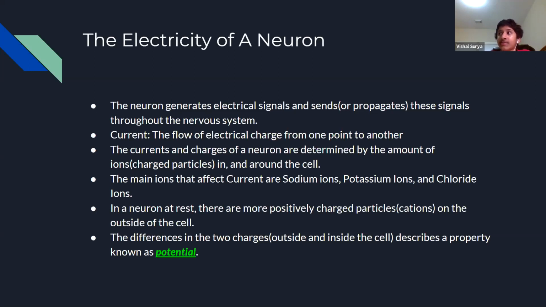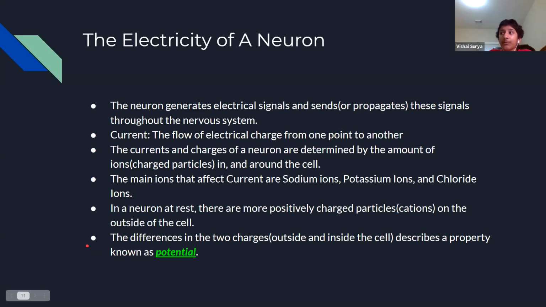The main ions that affect current are sodium ions, potassium ions, and chloride ions. What's really interesting about this is that sodium, potassium, and chloride, or from chlorine, all come from the periodic table, and they can all be used in our regular day-to-day things. For example, sodium and chloride together can make table salt. It shows that all these different molecules, while they can have other functions, can all be really important in the microscopic world that we never see and never get to actually experience.